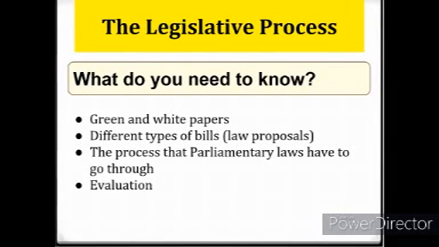Hello everybody. So this lesson is part of 3 lessons looking at the legislative process. And for the OCR A Level course, it's part of Paper 2, Section A. For this part of the course, we need to do green and white papers. You need to know the different types of bills, so they're law proposals. And you need to know the process of parliamentary legislation, and then you need to evaluate it.